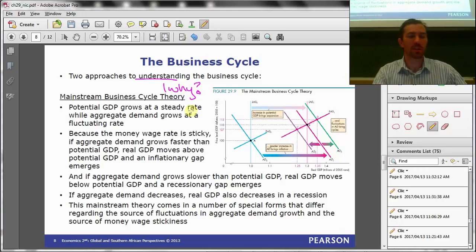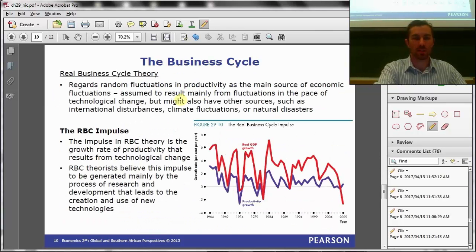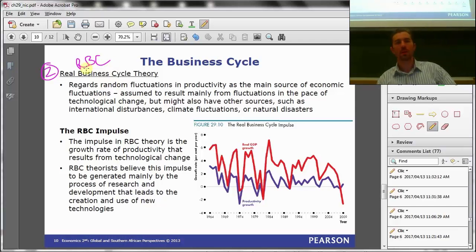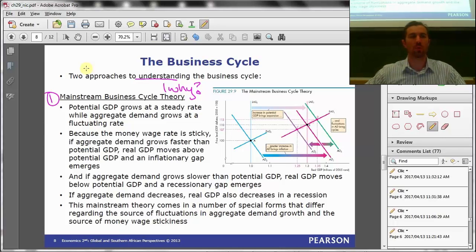The way that your textbook presents it, it discusses, I guess, two main theories behind this. The way that they've categorized it is to say, first of all, there's the mainstream business cycle theory, in other words, the business cycle theory that is generally accepted now, which is an extension of number two, the real business cycle theory, so RBC theory. The RBC was the precursor to what you would now call the mainstream. So the mainstream is just taking the RBC and extending it a little bit.